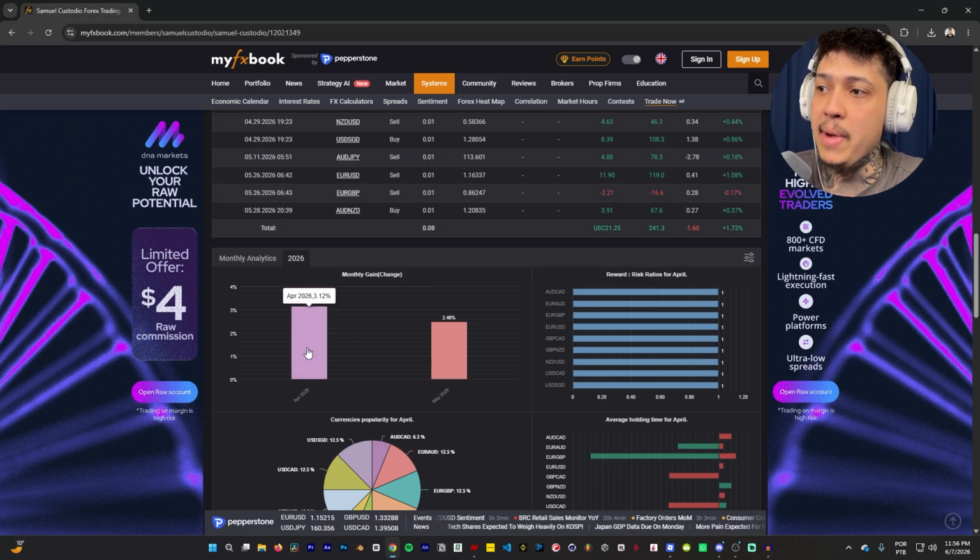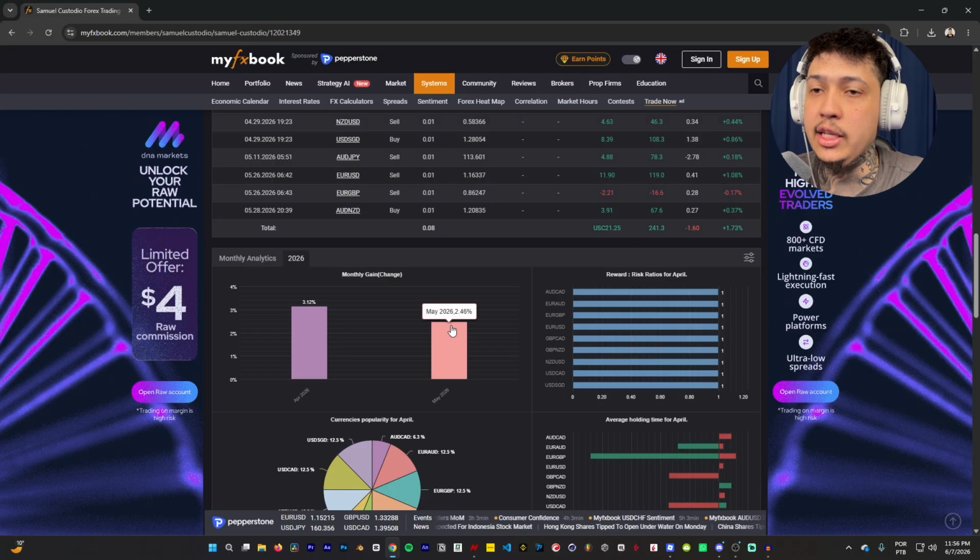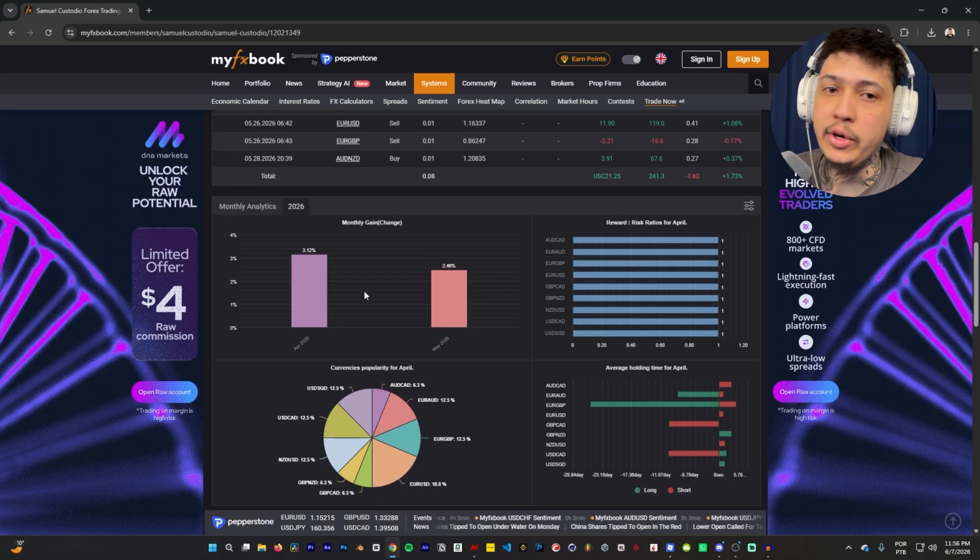So the month, the left bar represents the month of April. So in April, we made 3.12%, April 2026, which was last month. And May, we did 2.46. Again, it's not updated. We made more than that. We actually made 10%. But I'm still positive, okay?